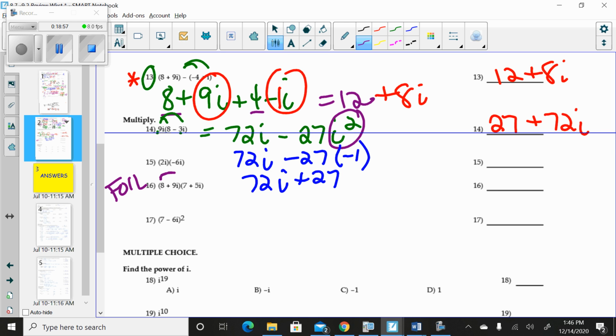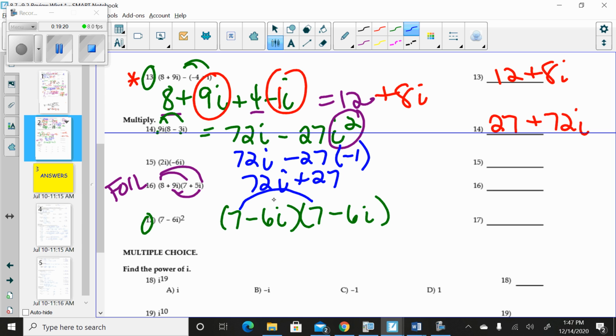When you do this, you're going to do first, outside, inside, last, which is exactly what we're going to do on 17. (7 minus 6i) squared. Remember what it means to square something. That means you're multiplying that base times itself. So isn't that really just FOIL as well? I know a lot of people miss that, but that's all that really is. It's a binomial times a binomial.